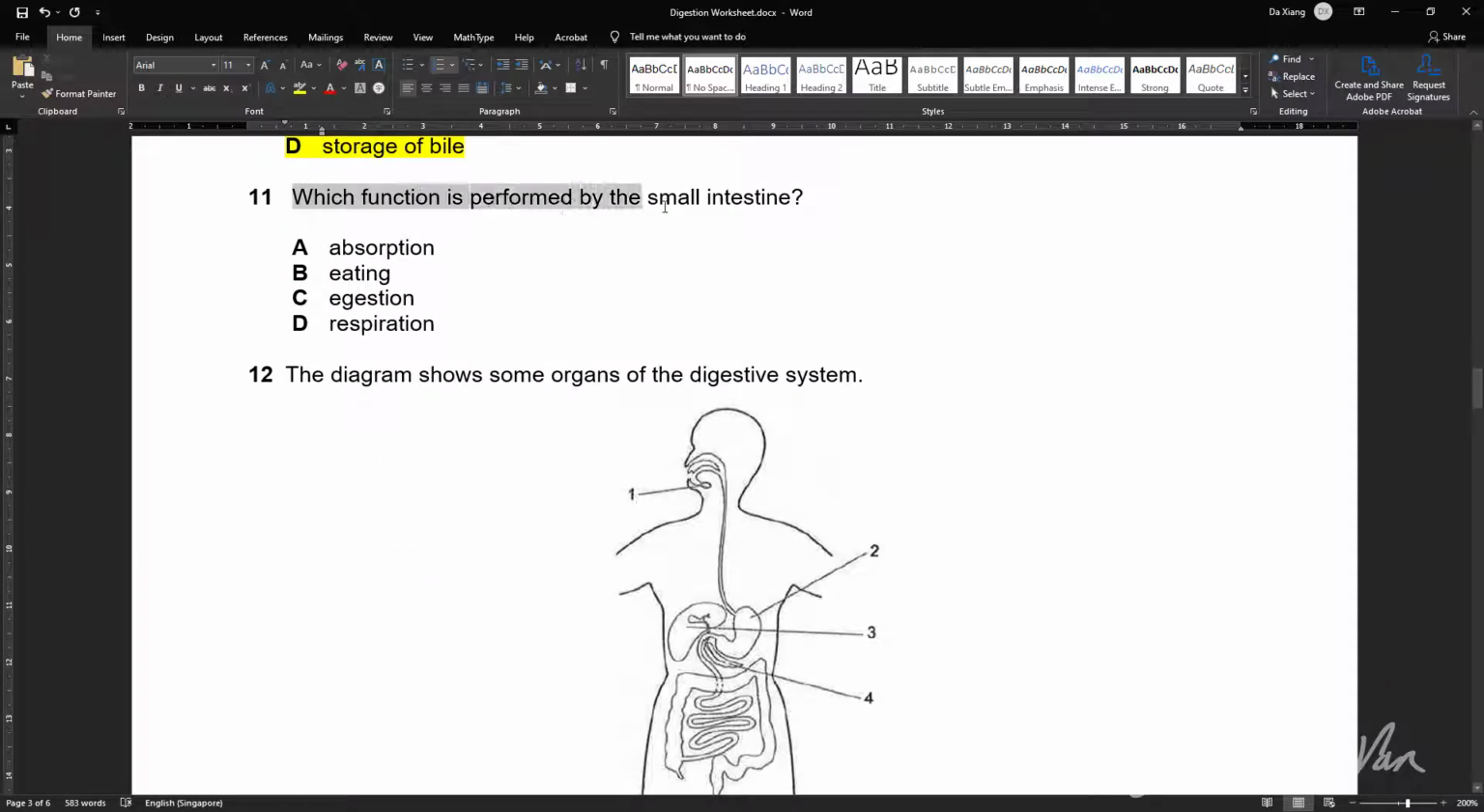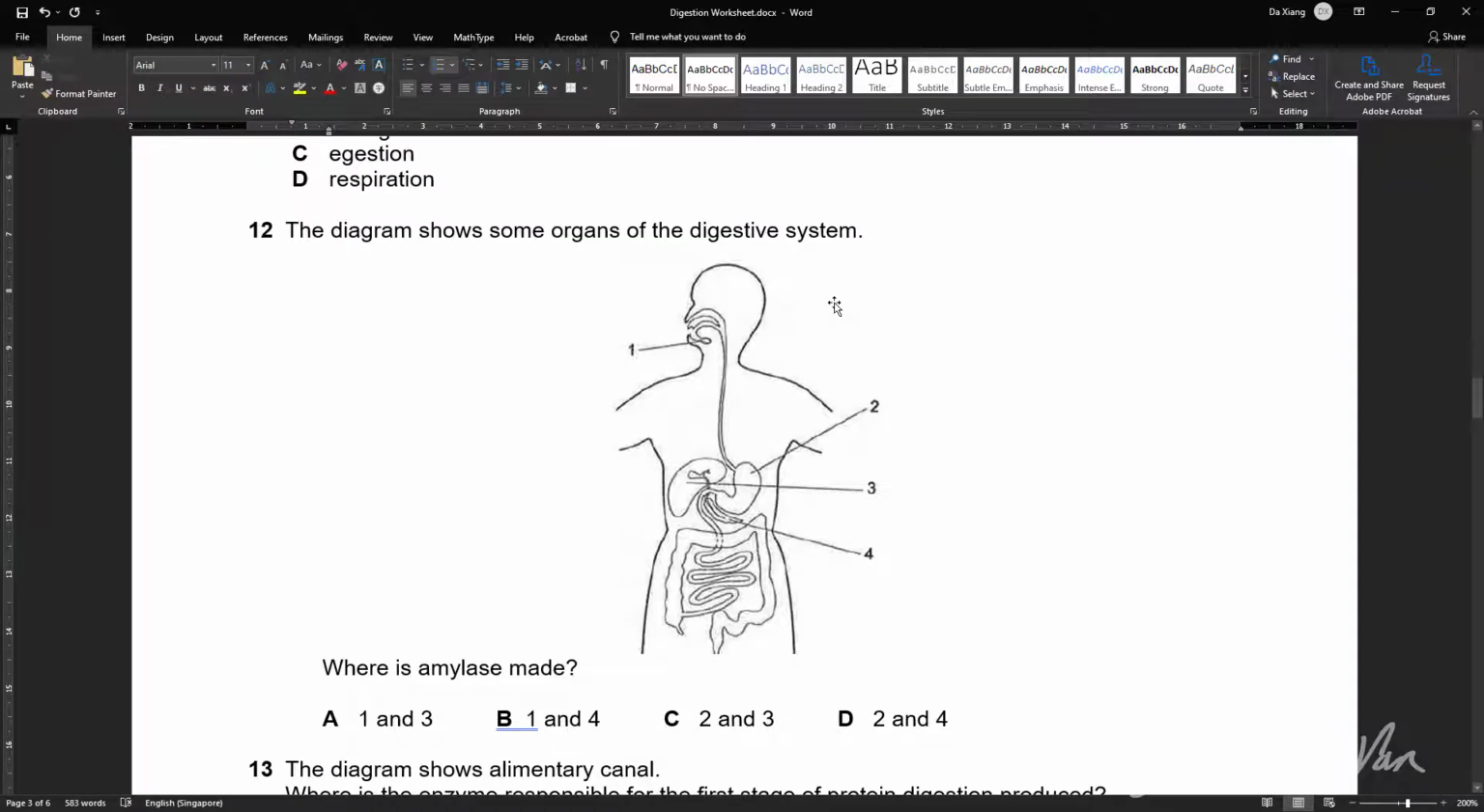Which function is performed by the small intestine? Small intestine obviously doesn't eat. Egest is passing out of feces. Respiration, it does, but then it's not the function. So we will have absorption of the nutrients.